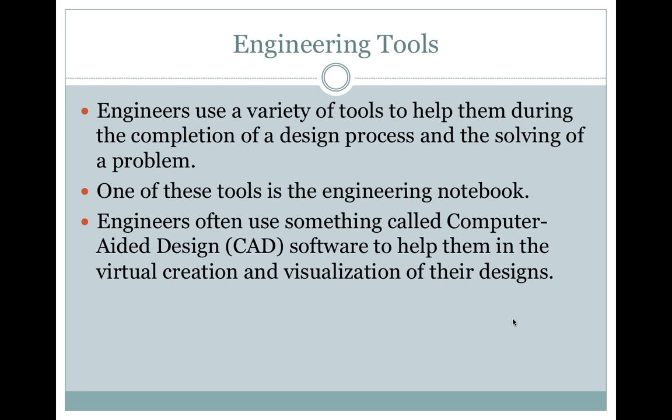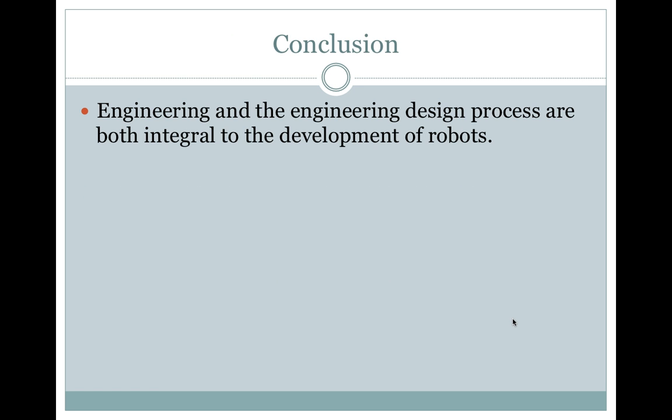Engineering tools. Engineers use a variety of tools to help them during the completion of a design process and the solving of a problem. One of these tools is the engineering notebook. Engineers often use something called computer-aided design, or CAD software, to help them in the virtual creation and visualization of their designs. In conclusion, engineering and the engineering design processes are both integral to the development of robots.